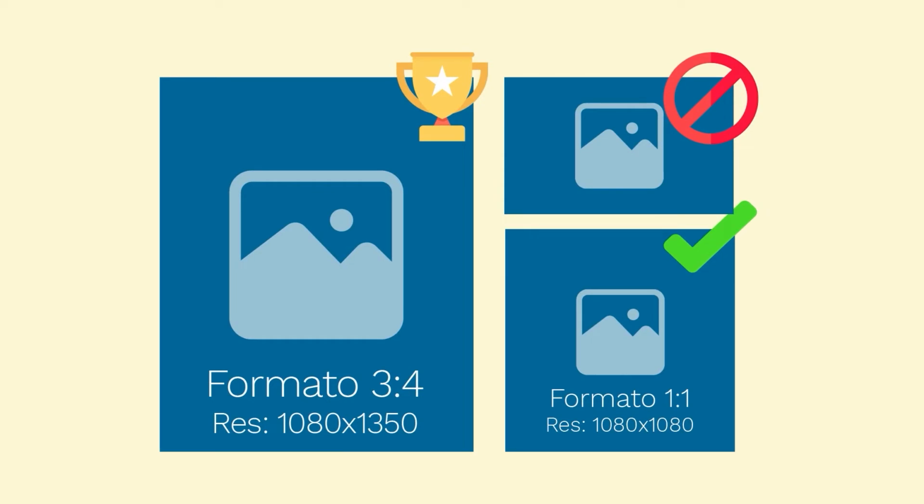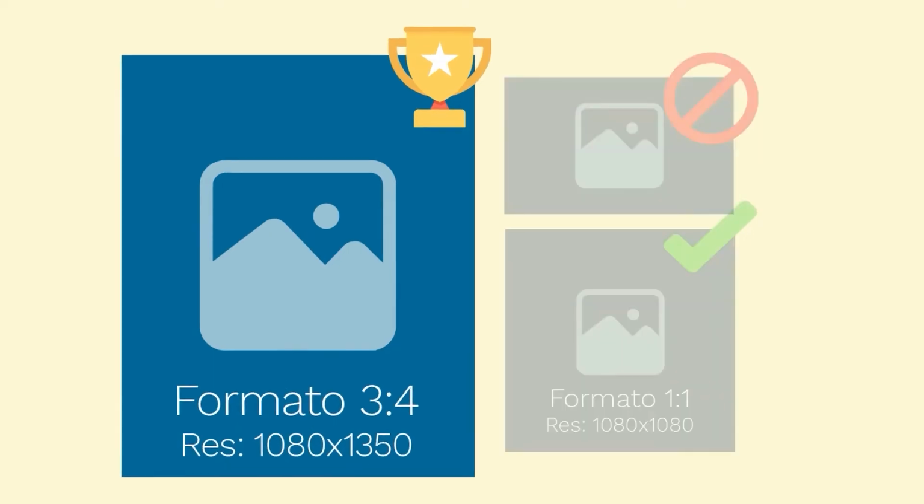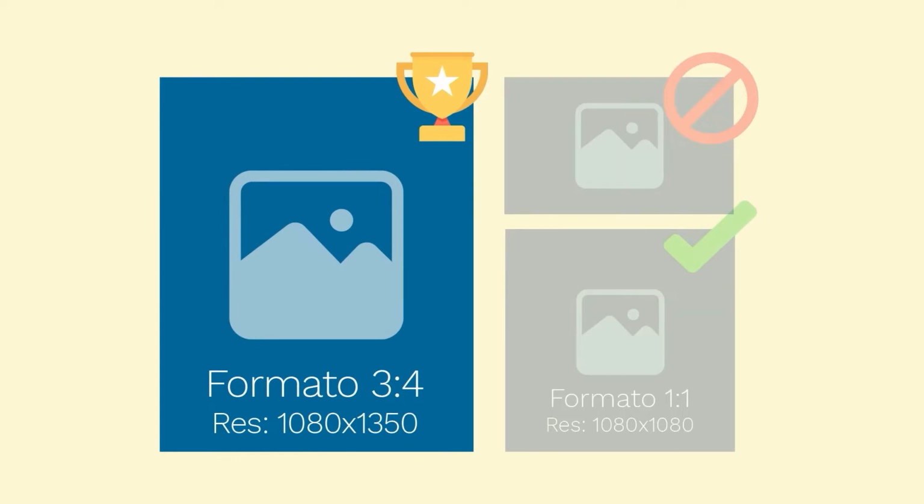When we create a post with an image, we must take into account that the format that covers the maximum surface in all devices is the vertical format, with a ratio of base to height of 3:4. Therefore, a good size for the image is 1080 pixels wide by 1350 pixels high.